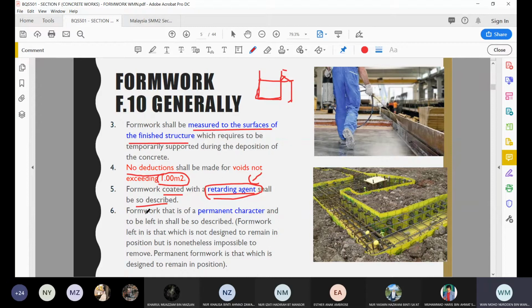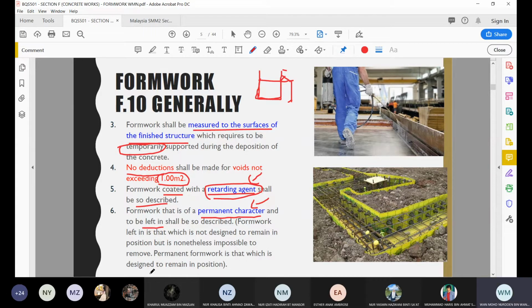Okay, formwork that is number 6. Okay, formwork that is of a permanent character. Permanent. Biasanya formwork ni is temporary, tapi in case of kalau ada permanent character, maksudnya dia akan ditinggalkan saja, left in. Okay, permanent character and to be left in shall be so described. Okay, formwork left in is that which is not designed to remain in position, but nonetheless, however, impossible to remove.